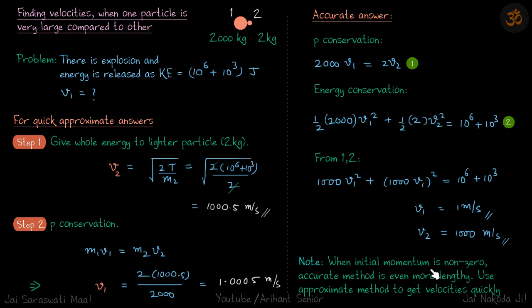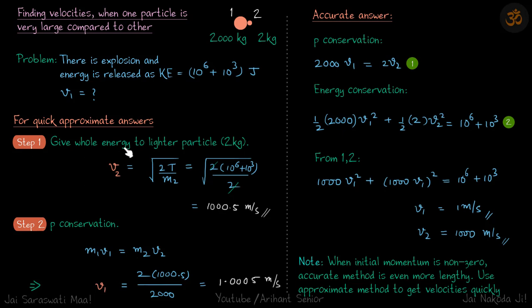Note that here we did not have to do too much work, but when the initial momentum is non-zero, the accurate method is even more lengthy. So use the approximate method to get velocities quickly. If initially they had some momentum, then we would have another term here, and initial energy terms also we would have to write here. So these equations will become very complicated. So for quick approximate answers, that's what we need to do.